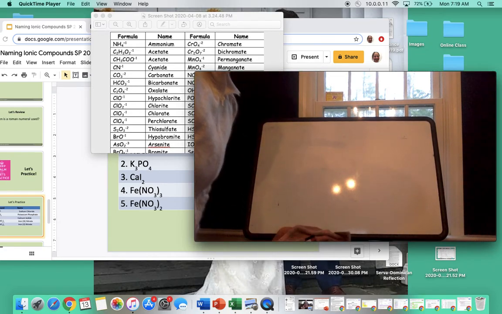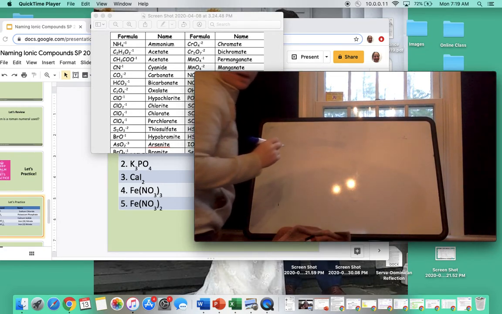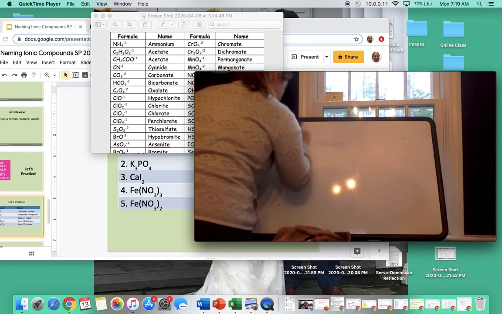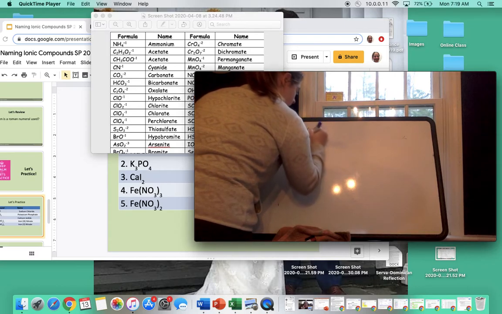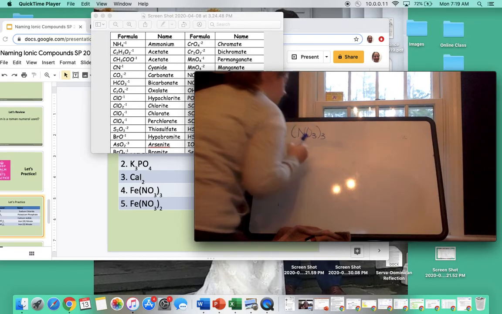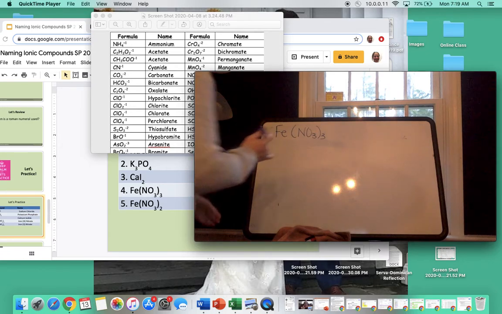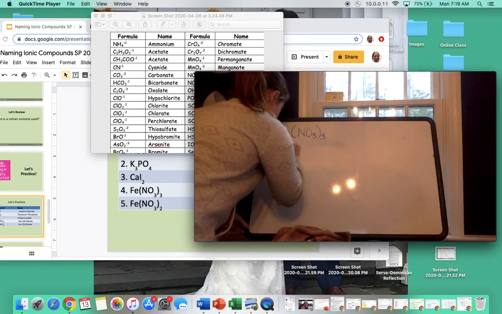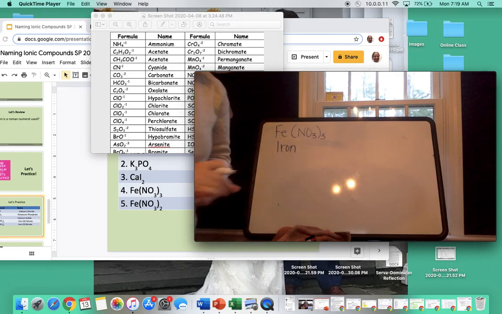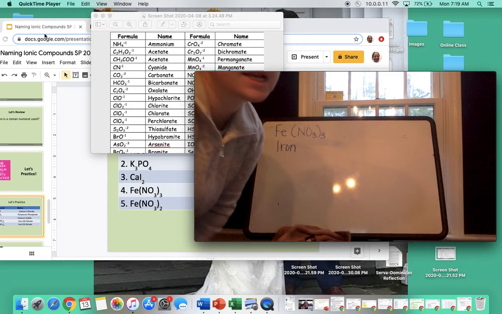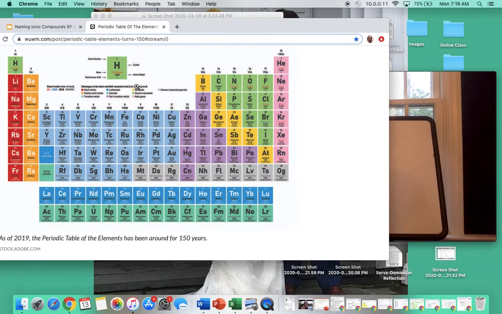All right, so our first one is Fe(NO3). Okay, so our first one is Fe. We know that Fe is iron. Iron, if you look at your periodic table, is in group number 8. So iron is right here, in group number 8, so we know it's a transition metal, okay?